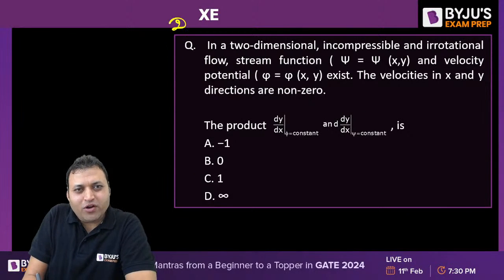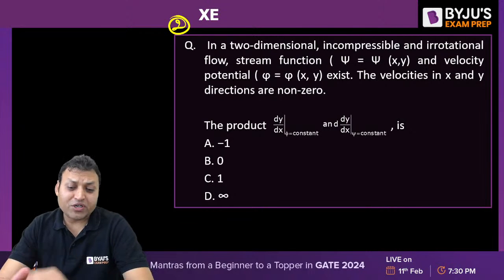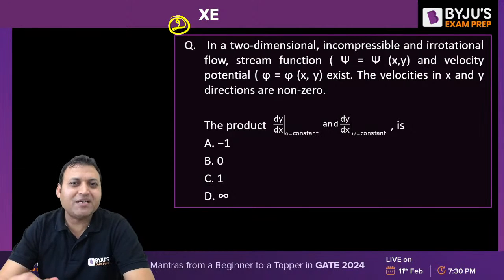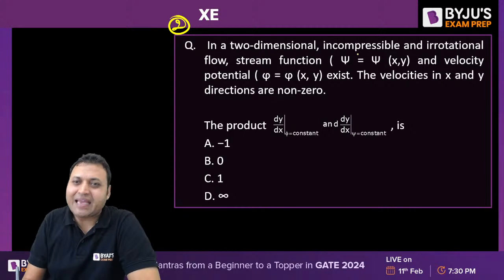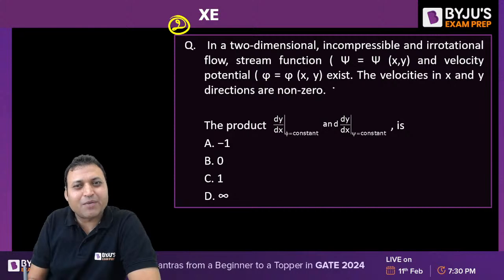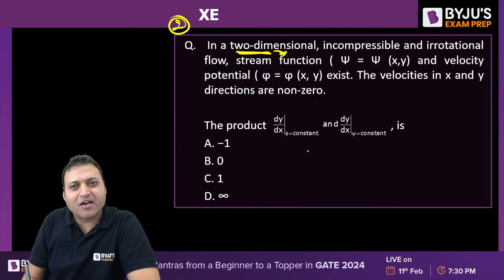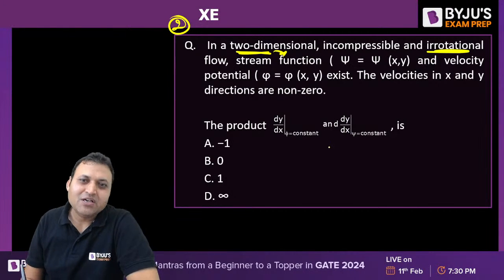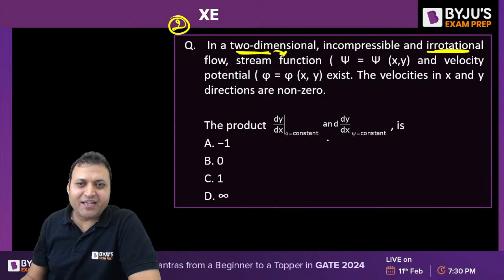So question number 2 on the screen. Very simple question. This is a question from the standard result. You must know the standard result for this. In a two-dimensional, incompressible and irrotational flow, stream function and velocity potential function exist. It means the flow is 2D. Stream function only exists for two-dimensional flows, and velocity potential function exists only for irrotational flows. So the flow must be incompressible, two-dimensional and irrotational flow.